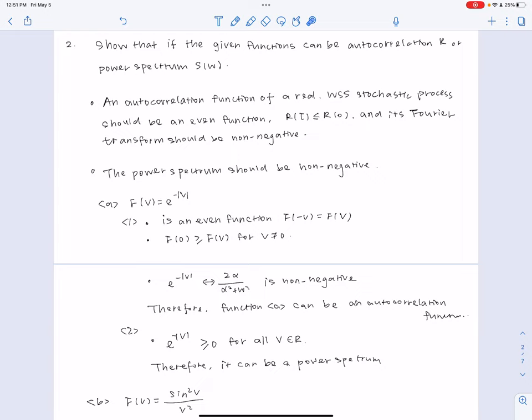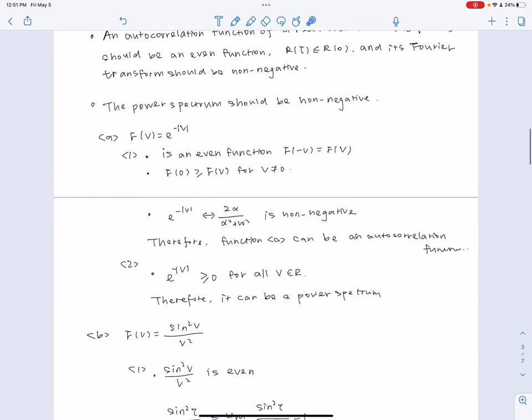For a function to be an autocorrelation function of a real wide-sense stationary stochastic process, it should be an even function, and it should have a peak value at 0. And its Fourier transform should be non-negative, because it's a real system, and the power spectrum must be non-negative. So let's take a look at the first function given here.